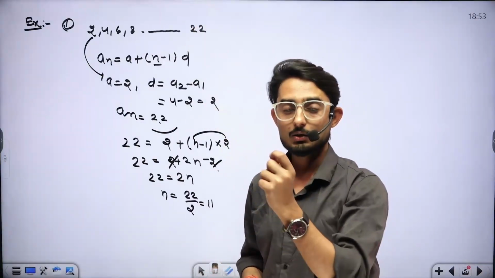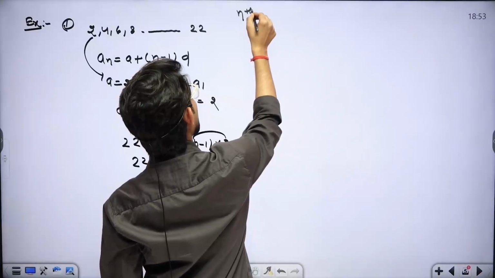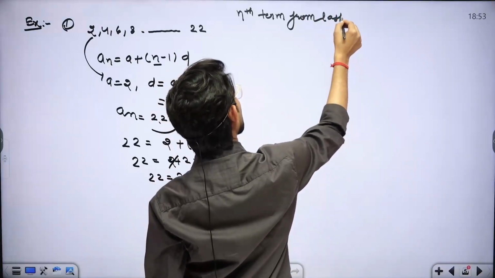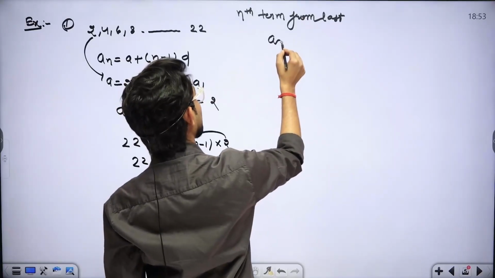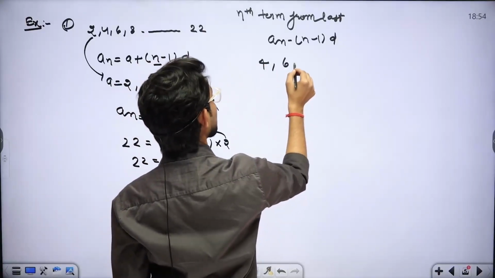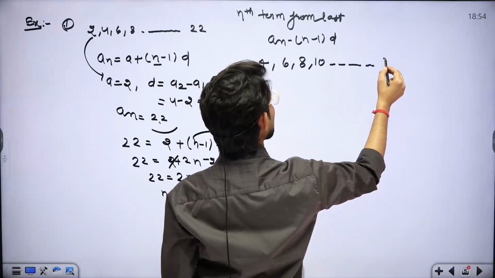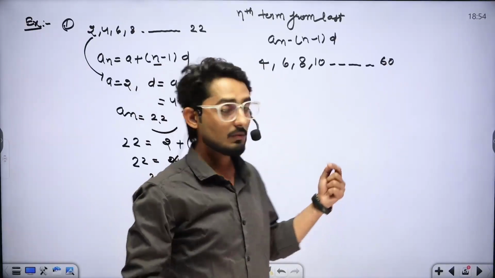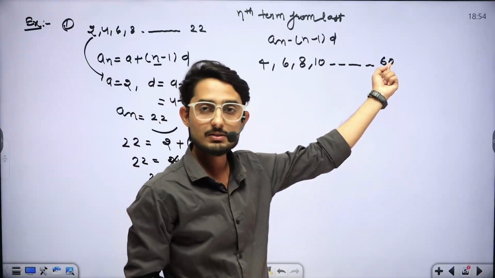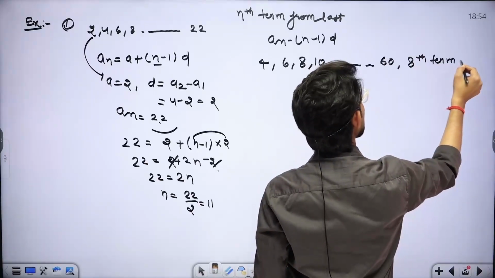Now we'll discuss another formula and then we'll take another example. How can you find the nth term from last? You can find the nth term from last by using this formula: l minus n minus 1 into d. Let's take an example. 4, 6, 8, 10, and let's take 60. Now you have to find the 8th term from last. This is the last term 60 and you have to find the 8th term from last.